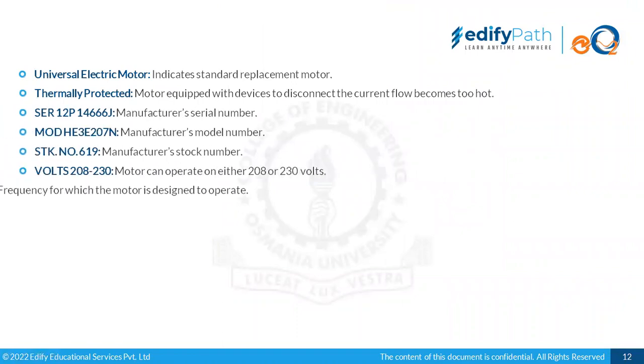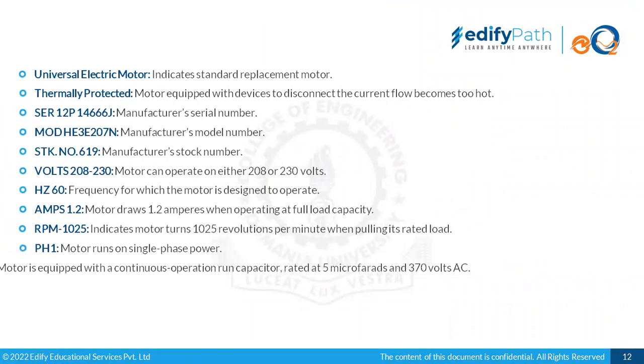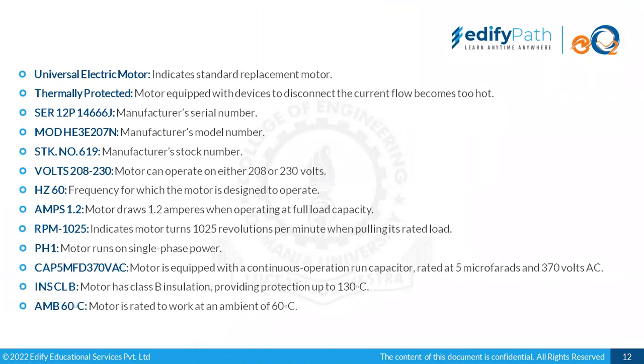Universal electrical motors indicate a standard replacement motor. A thermally protected motor is equipped with devices to disconnect the current flow if it becomes too hot. So if the temperature exceeds a certain level, the motor would trip to disconnect and shut down the process.